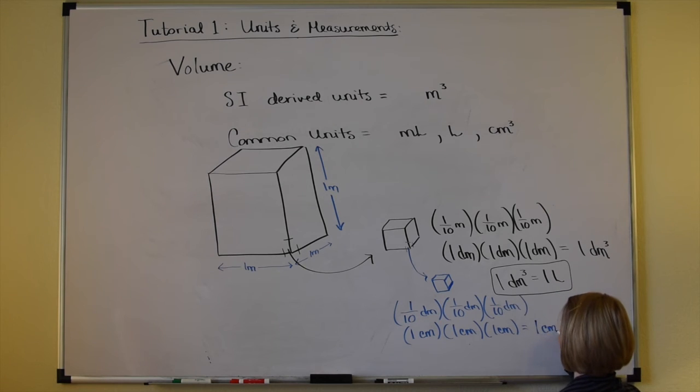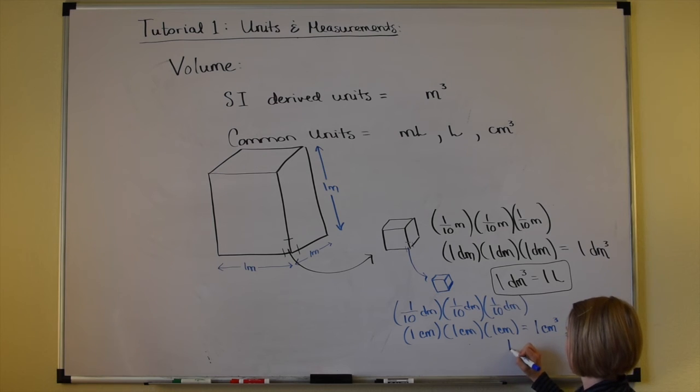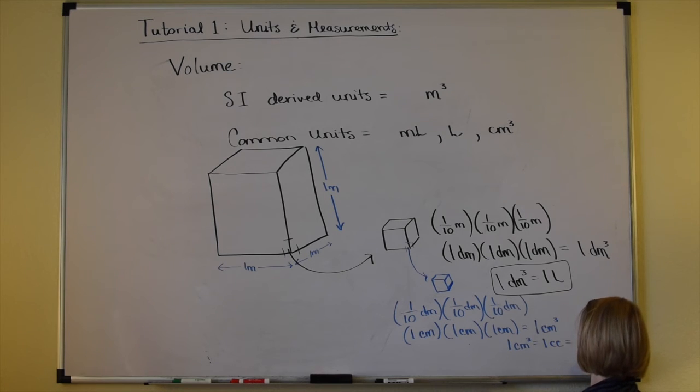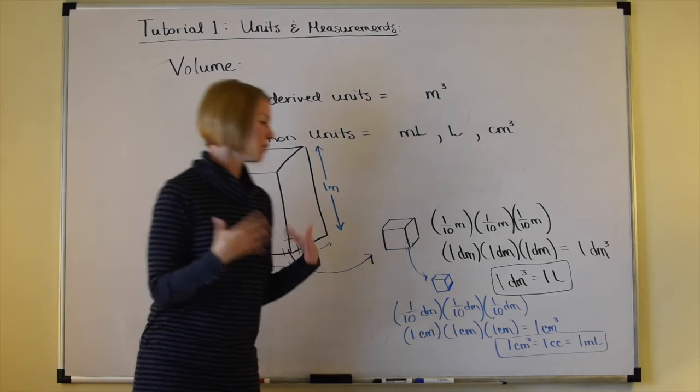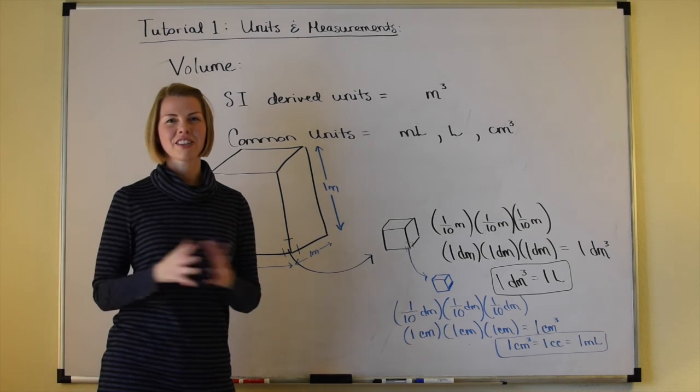Well, 1 centimeter cubed is the same volume as 1 cc. cc just stands for cubic centimeters. cc's are used a lot in the medical field, so I think that's a good thing to know. So let's write here, 1 centimeter cubed is the same thing as 1 cc, and that's also equal to 1 milliliter. Again, a good conversion to know. So if you're working a problem where you're converting between centimeters cubed and milliliters, well, they're the same thing. Okay, so that's good to know.